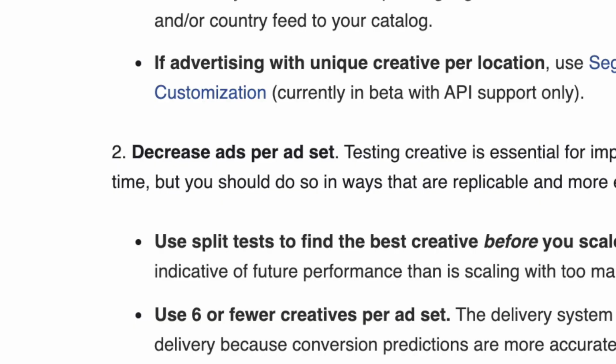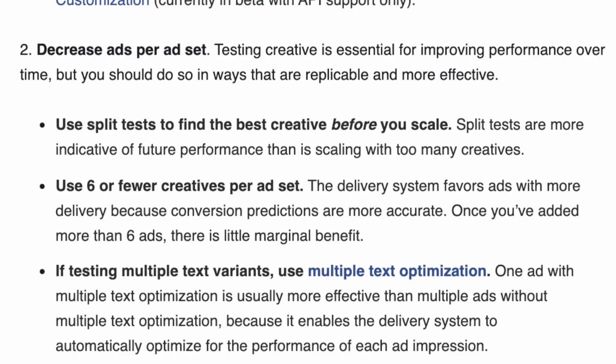If we go down under best practices in their business resource page that we're reading from right now, we'll get to section 2, decreasing ads per ad set. And this is what they say to do about it. The second bullet point says use 6 or fewer creatives per ad set. 6 is the magic number cap limit, not the magic number that you should be using, but the cap of the number you can use without getting worse results.